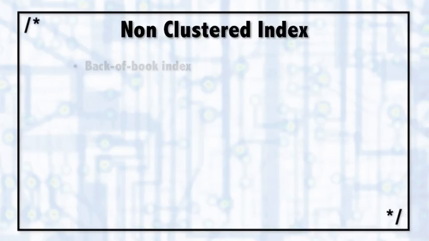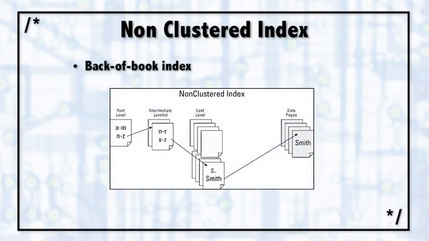The second type of index inside a SQL Server is a non-clustered index. And you can visualize this index like the index in the back of a book. You can quickly find an entry, but then to find out more about that entry, you have to turn into the pages of the book. The same thing happens with a non-clustered index.